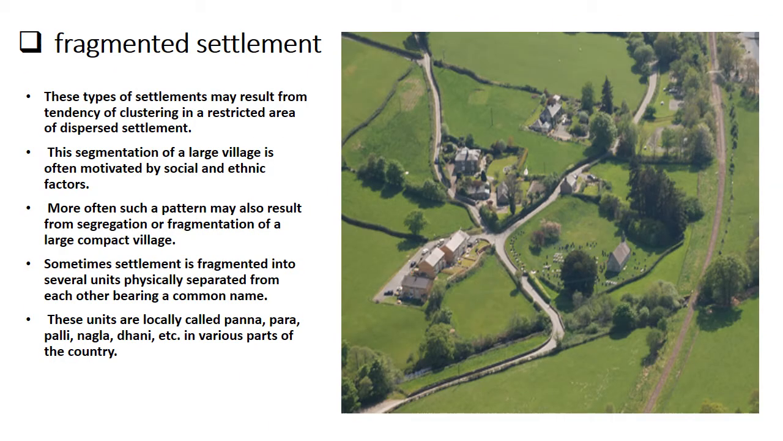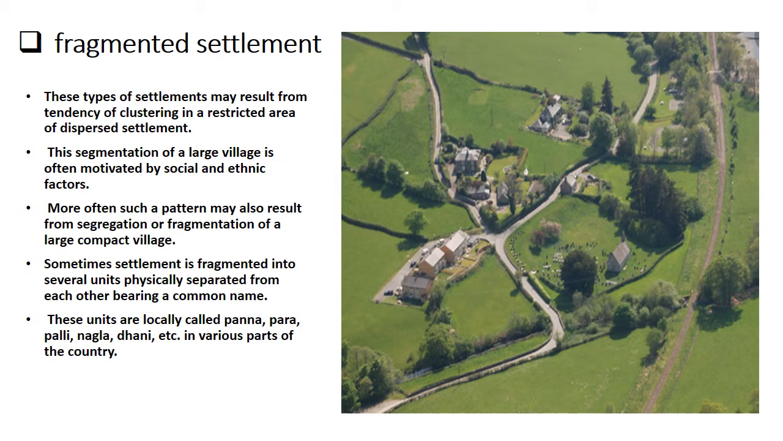Next is fragmented settlement. Fragment itself tells us dispersing, clustering, making small fragments, distribution. So the meaning of fragment itself says that it is fragmented in small pieces. These types of settlements may result from a tendency of clustering in a restricted area or dispersed settlement. The segmentation of a large village is often motivated by social and ethnic factors. Whenever there are some social factors, some ethnic factors, that is when we see this fragmentation.